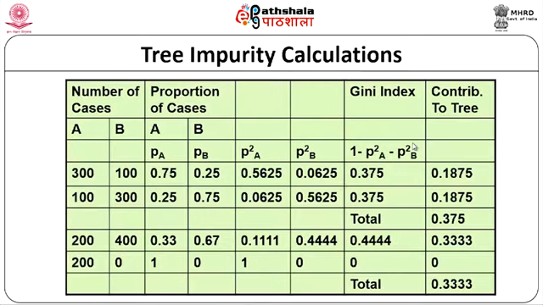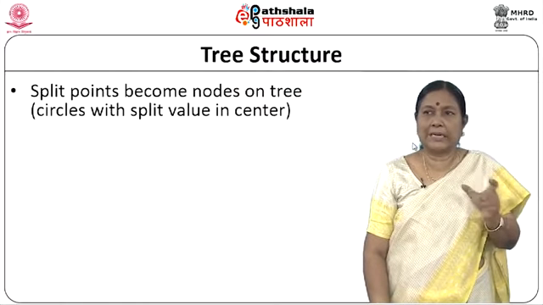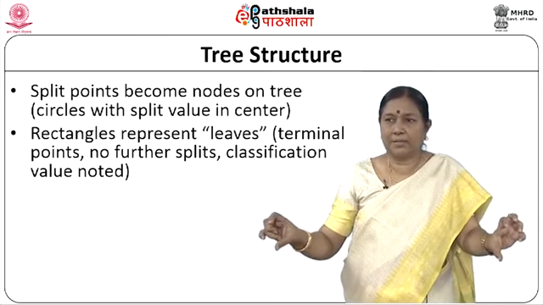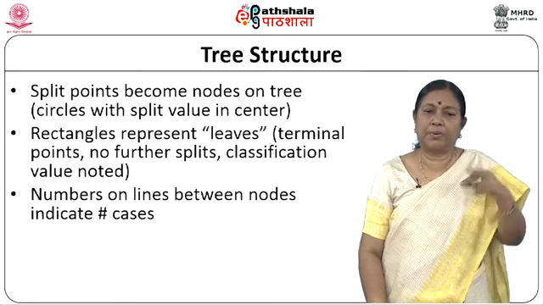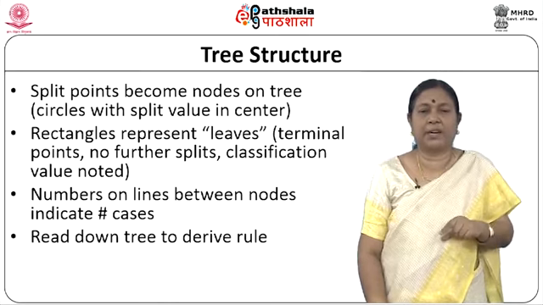This is the number of cases for different cases. You can see that when the Gini index is 0.375, the contribution to the tree is 0.1875. When the Gini index is 0.4444, the contribution to the tree is 0.33. When it is 0, the contribution is 0. So, these are different values of the Gini index. Split points become nodes of a tree, circles with the split value in the center. Rectangles represent the terminal nodes, where no further split is possible. The number of lines between nodes indicates the number of cases that we consider. Read down the tree to derive the rule.